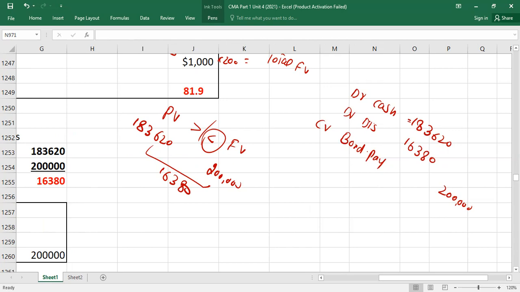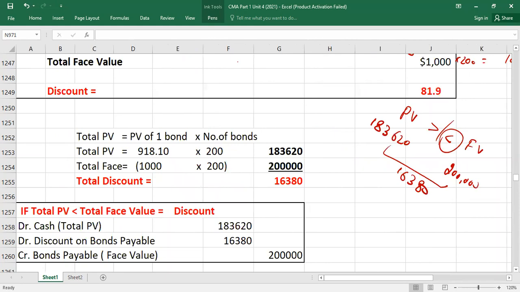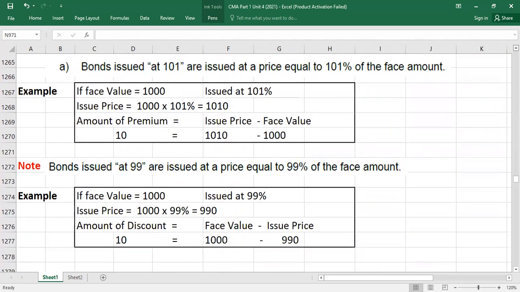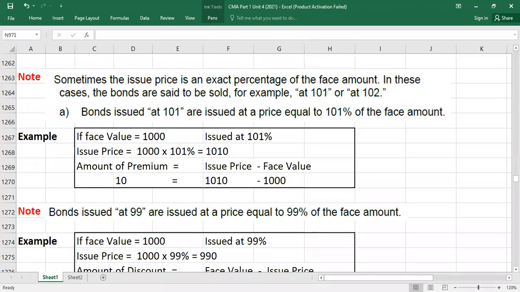Clear? Okay. Now, I told you how to get the amount of premium or discount by using present value calculation, right? There is another way to get the amount of premium or discount, but you have to read the question very carefully to see which data is available to apply. Okay, so here we go. There is another way, guys. I'm going to explain also. These notes are important.